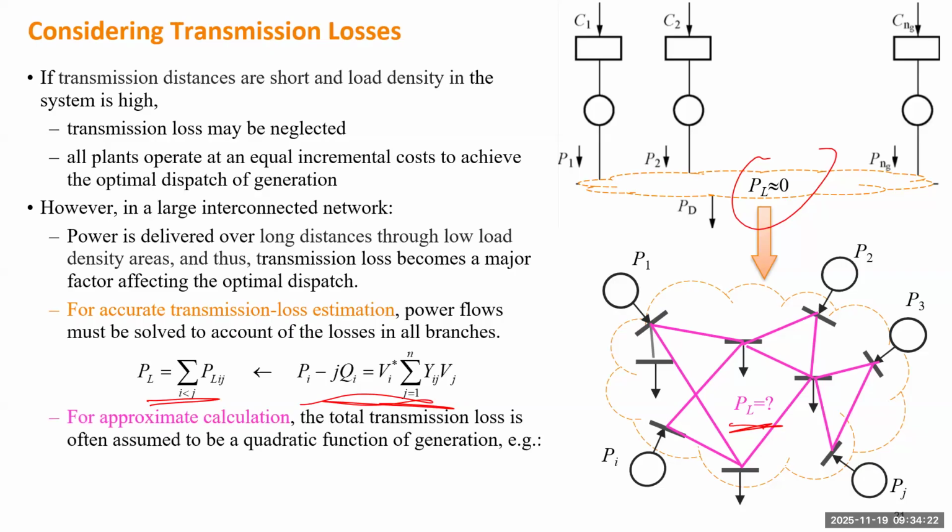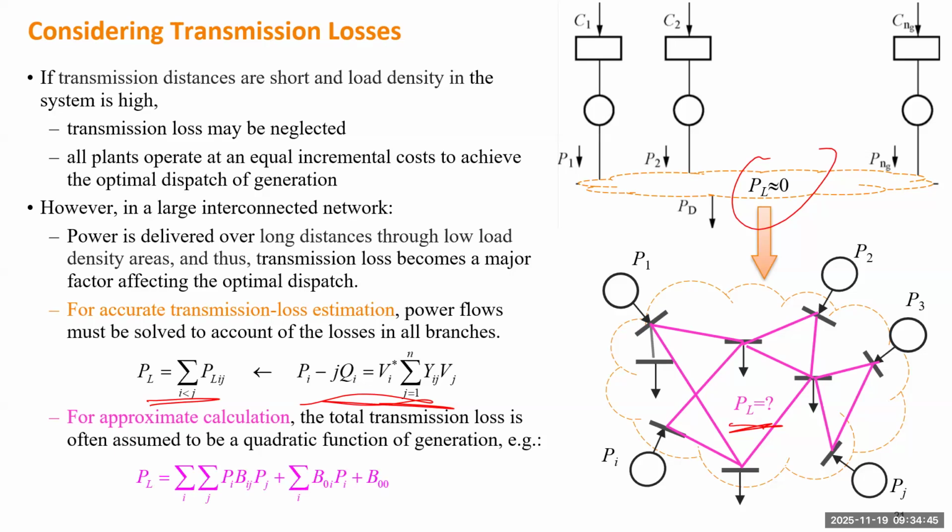In this section, we only focus on the approximate calculation of the total transmission loss. The total transmission loss can be assumed as a function of all the generator outputs. It can be a linear function or a quadratic function, or you can even add higher order terms. But usually a quadratic function is good enough.